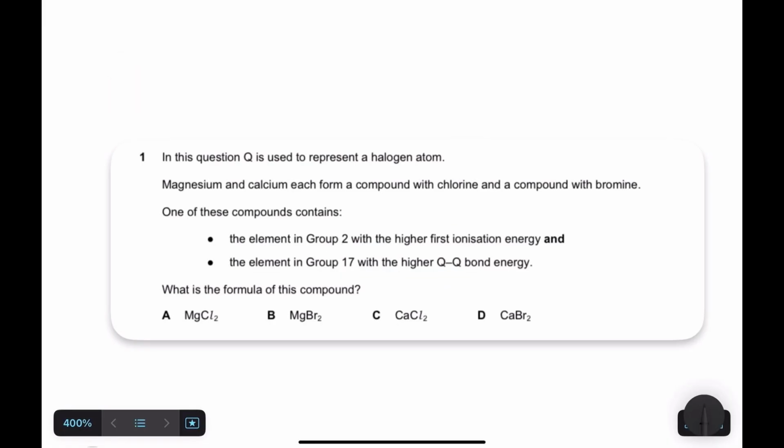Question 1. In this question, magnesium and calcium each form a compound with chlorine and a compound with bromine. One of these compounds contains the element in group 2 with the higher first ionization energy and the element in group 17 with the higher Cl-Cl bond energy.